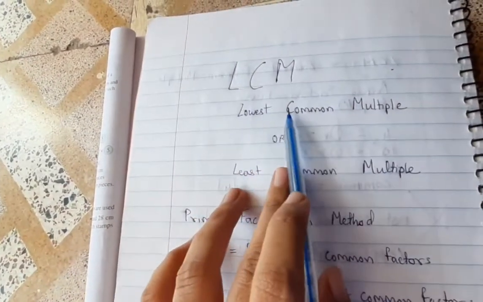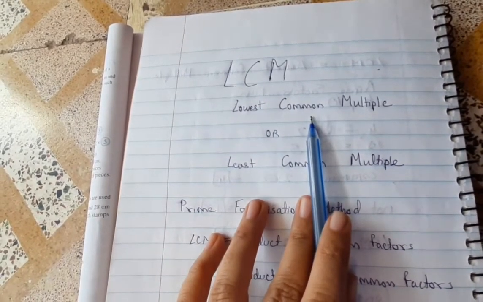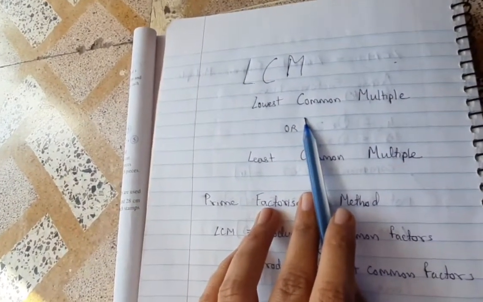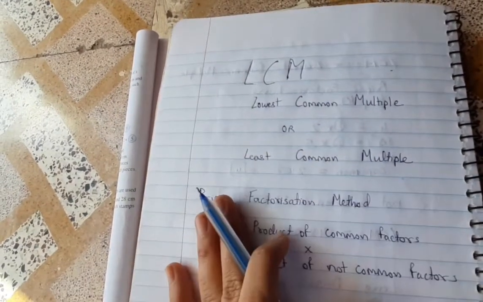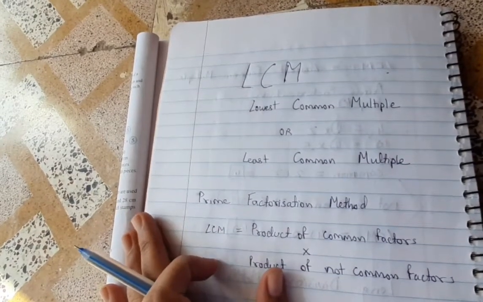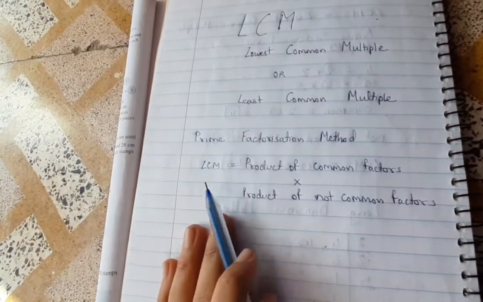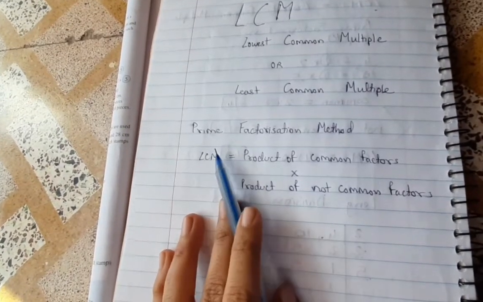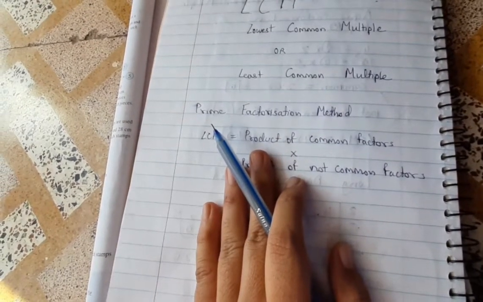So what is LCM? The full form of LCM is least common multiple, or you can say lowest common multiple. Here what you are going to do, you are going to find the multiples, and out of the multiples, the smallest multiple will be your LCM. LCM can be found by two methods, prime factorization method and long division method. In the prime factorization method, you are going to find the prime factors.